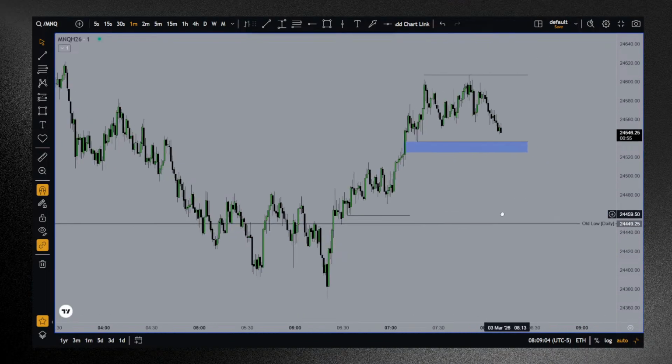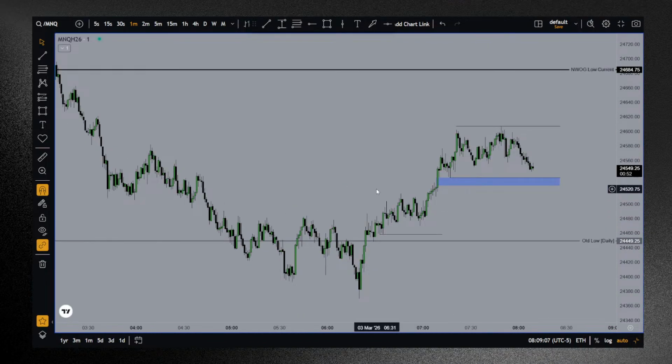Alright, so currently we are stuck in between two key levels. We have this old daily low and the new week opening low for the current week, and we are basically at dead equilibrium, dead 50% of the range between those two key levels. Because of that, it feels consolidated, especially after this large of a movement that we saw already.